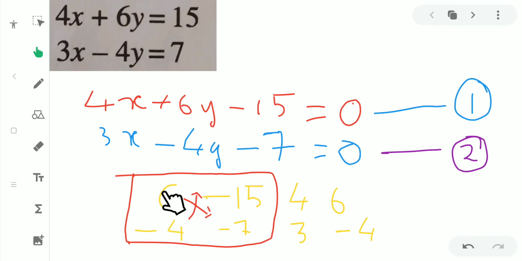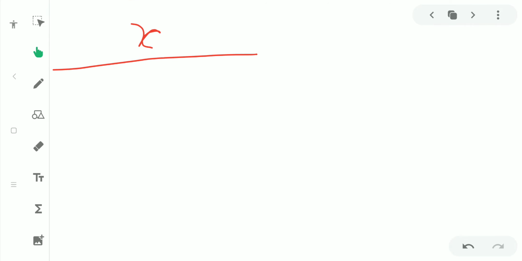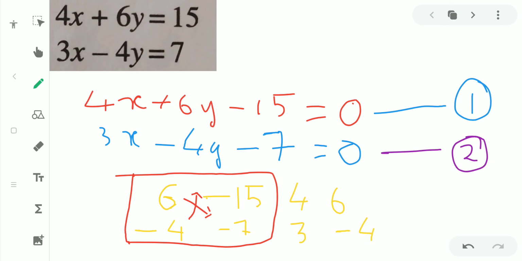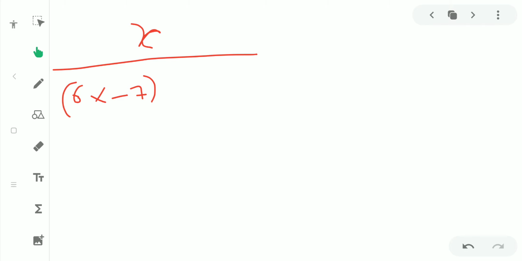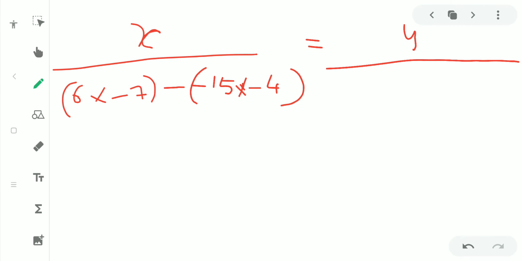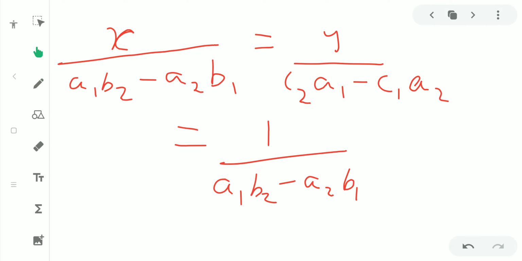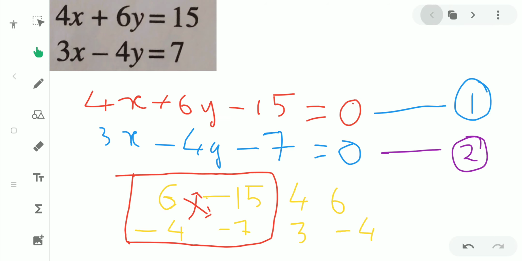So it will be a1 into b2, which is nothing but 6 into -7, minus a2 into b1, that is -15 into -4, which is equal to y by c2 into a1 minus c1 into a2. So c2 is nothing but minus 7.